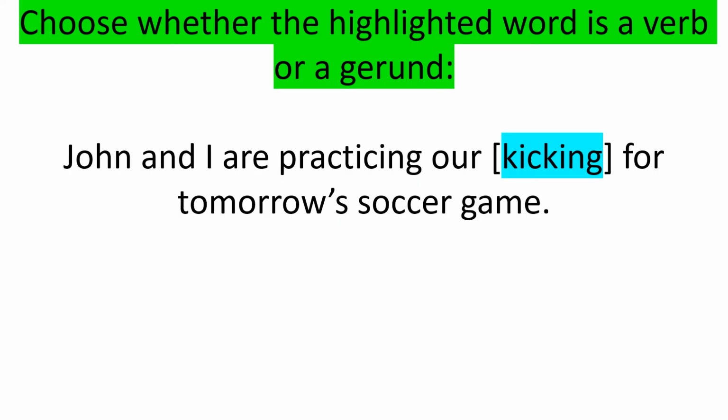Next one. John and I are practicing our kicking for tomorrow's soccer game. Okay. So just think about this one for a second. If you want to pause, you can pause the video to think a little longer. This one is a gerund. Now this is a tricky one because you're thinking, but John and I are practicing our kicking, which means John and I are kicking right now. Not exactly. The action going on here is are practicing. And the thing, the noun that you're practicing is kicking.